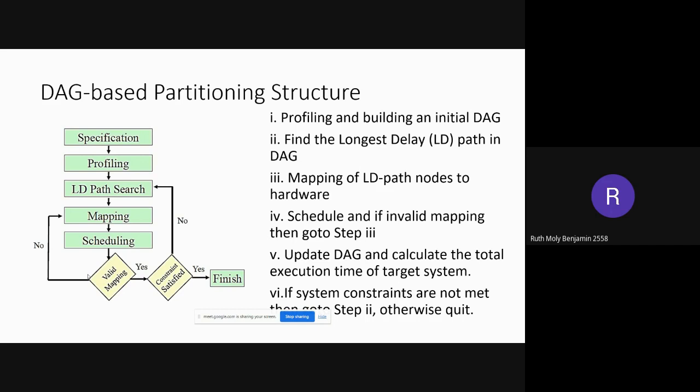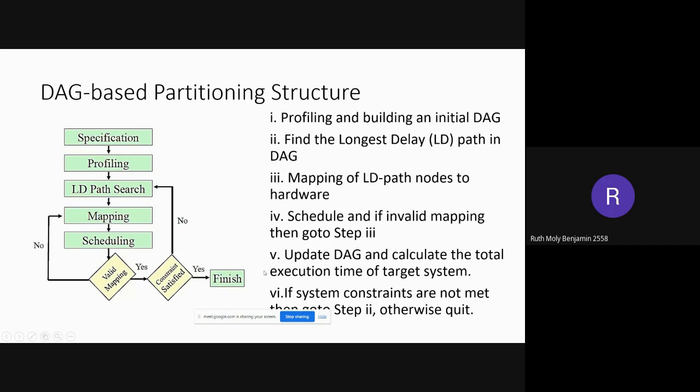So this is the advantage when you co-design. When you start mapping, you understand whether it can be mapped, if there is any compatibility difficulty between the combination of the hardware and the software. And after that, you update the DAG and calculate the total execution time. After you do all these things, you need to calculate the total execution time.